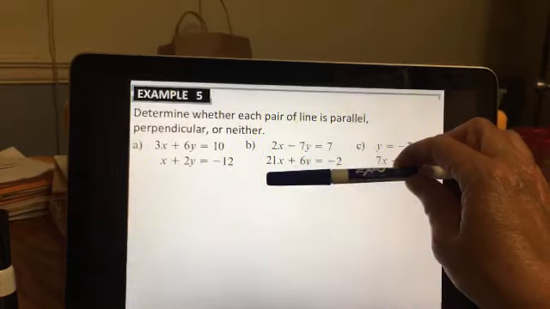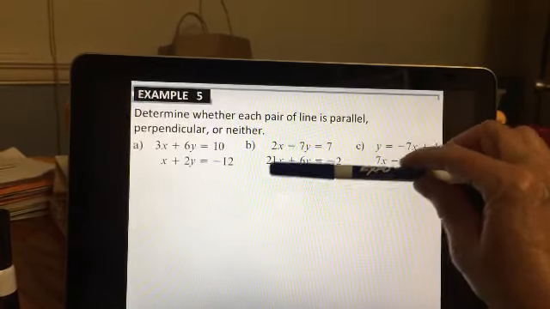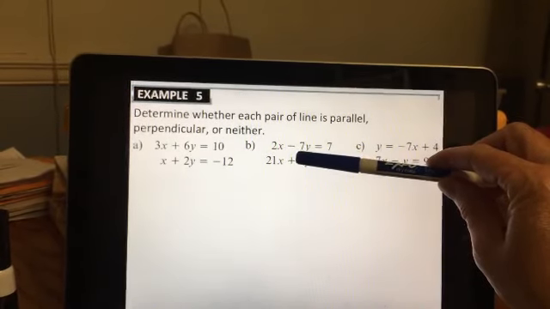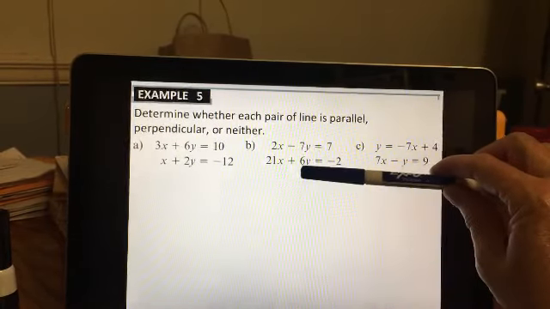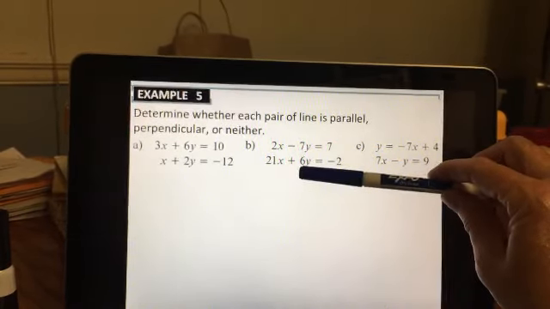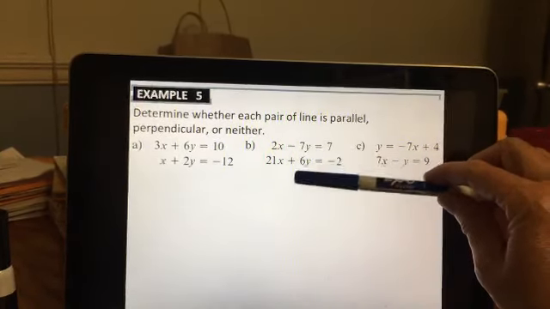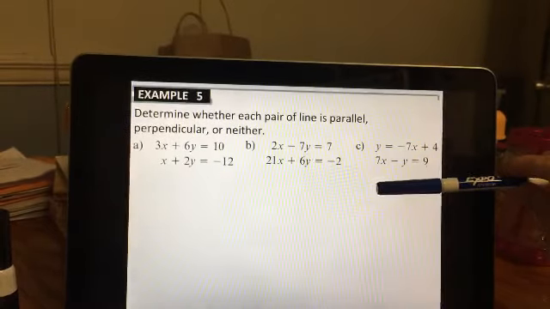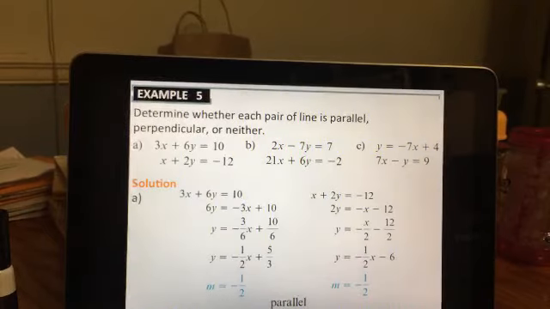And then these are going to be what? If you take negative 2 over negative 7, you get 2 over 7. If you take negative 21 over 6, you get negative 7 over 2. So they are negative reciprocals. And then this one we showed you in class winds up being neither. So let's see the PowerPoints on each one of those.